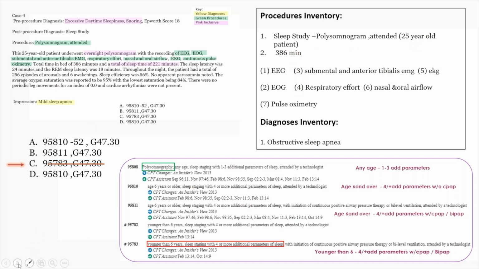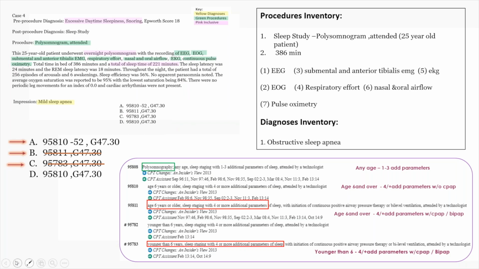Once again, let's cancel option C. Let's look into option B, 95811, and it is coding for age 6 and over with 4 additional parameters with CPAP or a BiPAP machine. The first portion is correct. Age is 6 and over, and for the four additional parameters, we have 4 plus parameters measured. But the tricky part is the CPAP or BiPAP machine. Were we having any CPAP or BiPAP? No, we didn't have them.